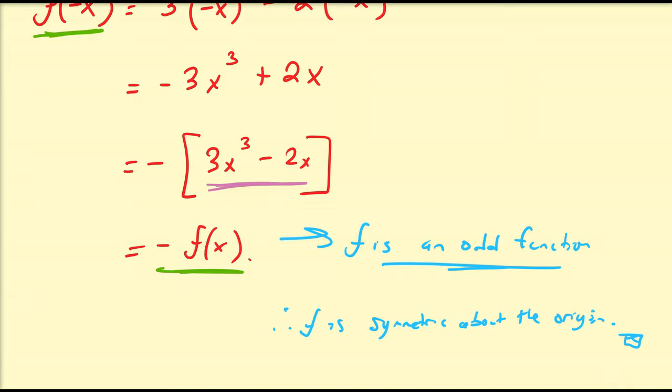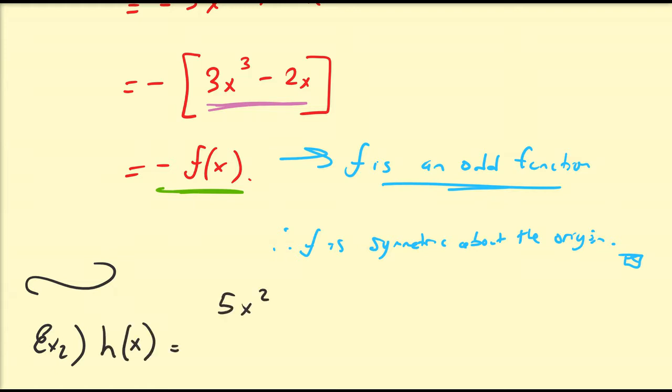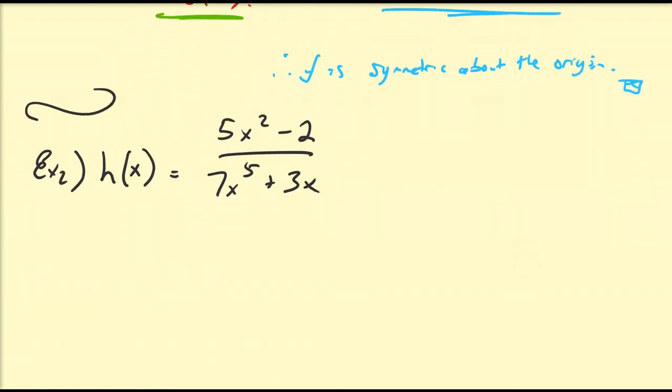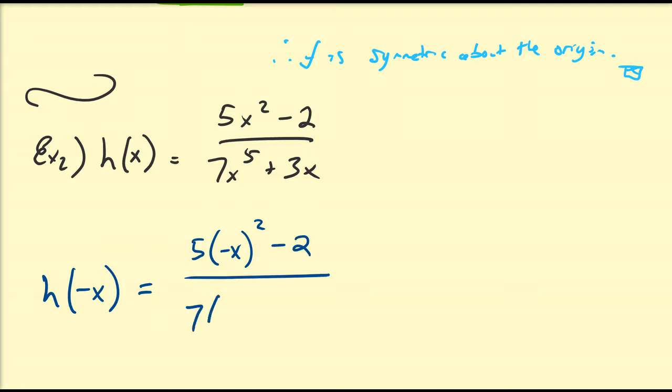So let's do another example. Suppose we have h of x is equal to 5x squared minus 2 over 7x to the fifth plus 3x. We're going to begin by doing the same exact thing. We're going to plug in negative x and see what happens. This is going to be equal to 5 times negative x, the quantity squared, minus 2 over 7 times negative x to the fifth plus 3 times negative x.